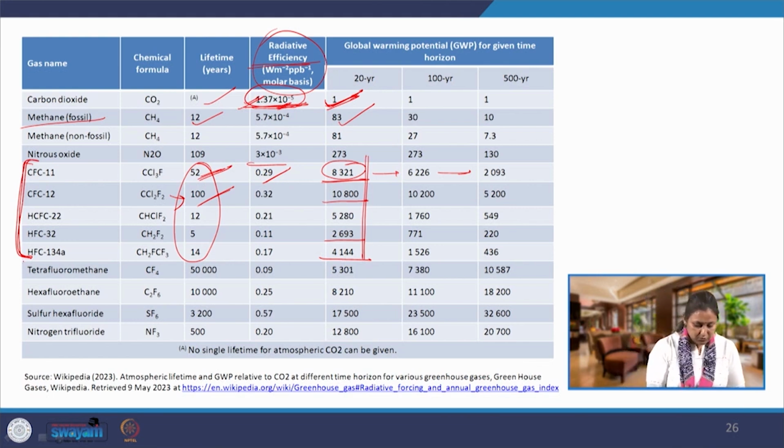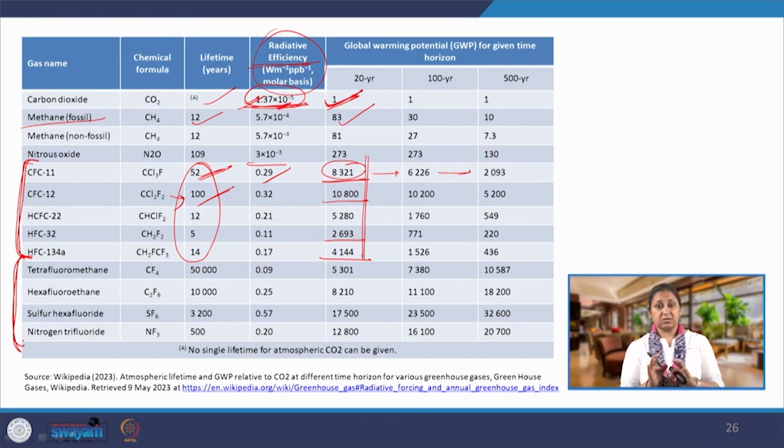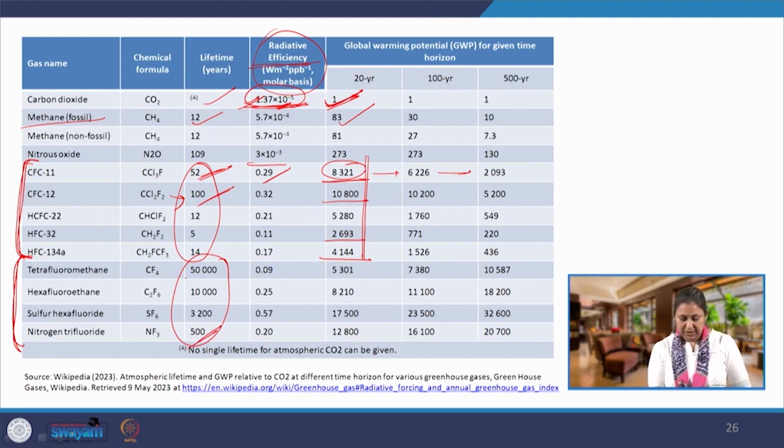But come to the fluoromethanes and the fluoride gases here. This is alarming. This is significant. Look at their lifetime in years. We are talking about a minimum of 500 years and a maximum of 50,000 years of atmospheric lifetime for certain gases such as tetrafluoromethane. We are talking about fluoride gases, and these are used in the majority of industrial processes and in the refrigeration and air conditioning that we are using, where all these gases are going.